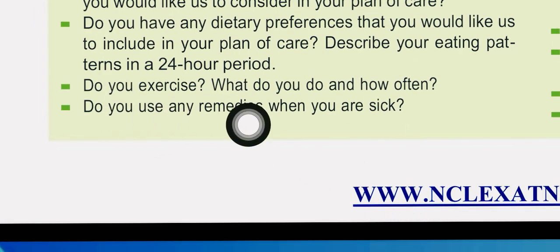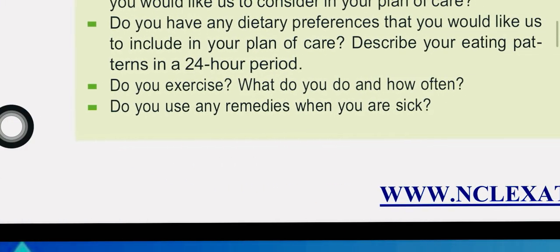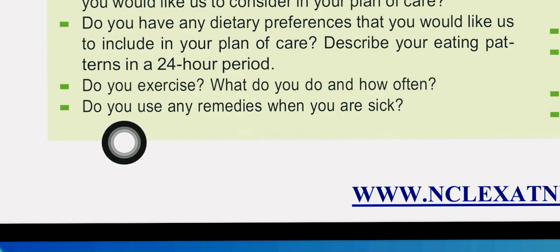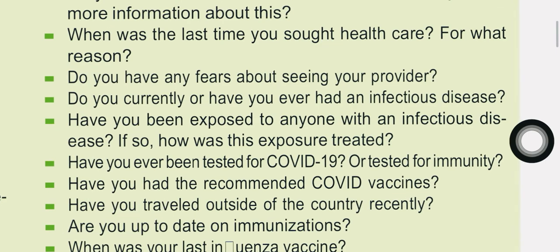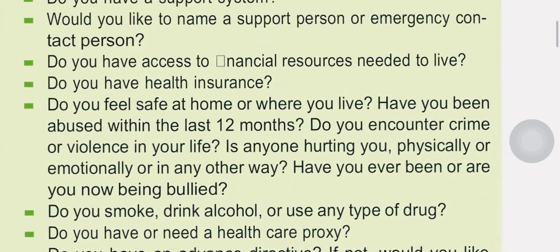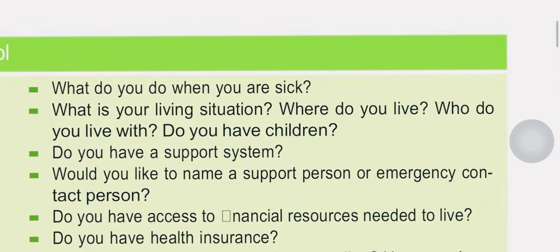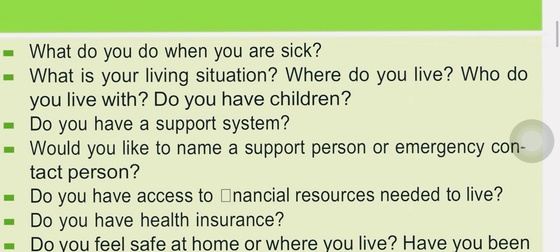So guys, do you exercise? What do you do? And how often? Do you use any remedies when you are sick? Every culture has some remedies, home remedies that they use. So we have to ask this as well. Let's go for next. What do you do when you are sick?